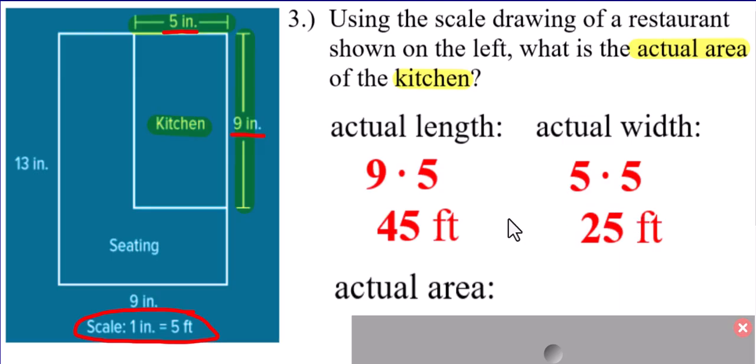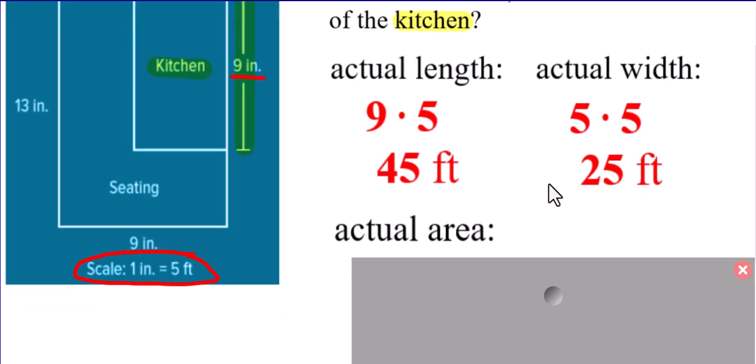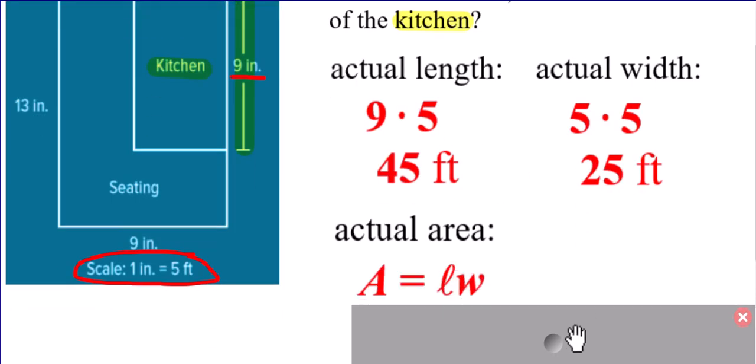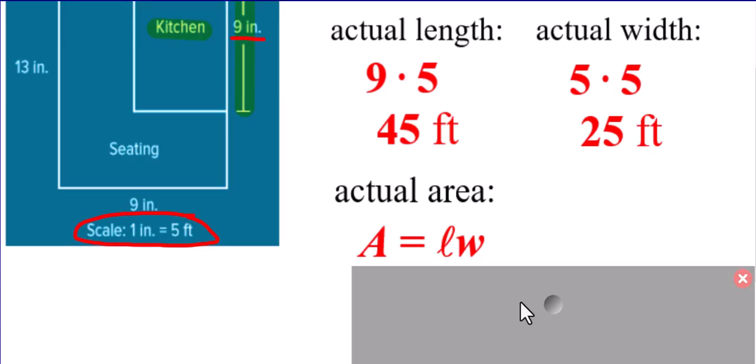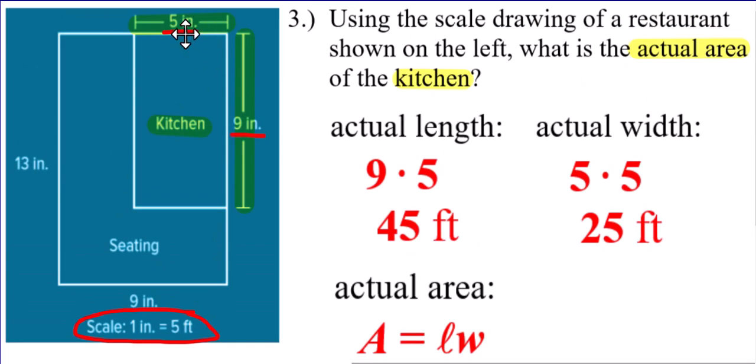All right, do you have this written down? Now that we have the actual length and the actual width, we can simply do length times width to get the actual area. Now, don't go back to using 5 inches and 9 inches.